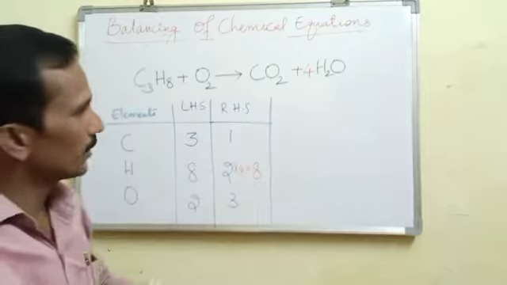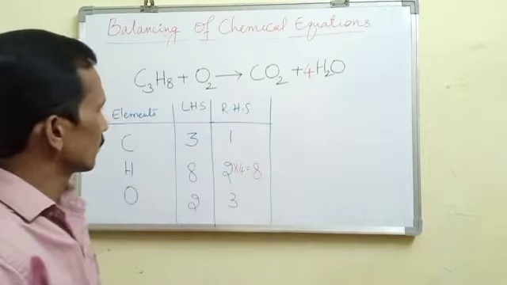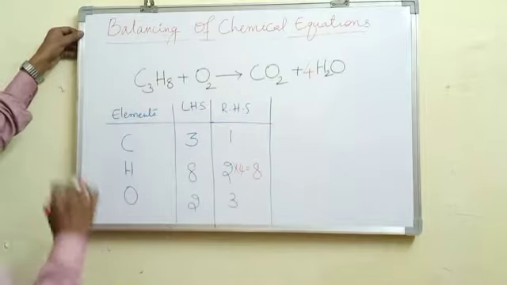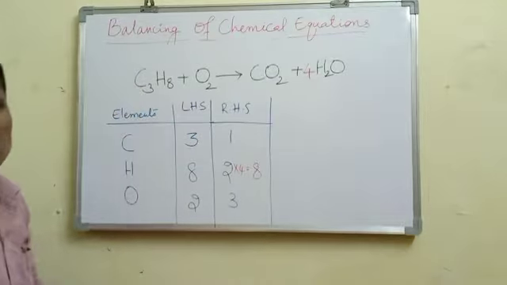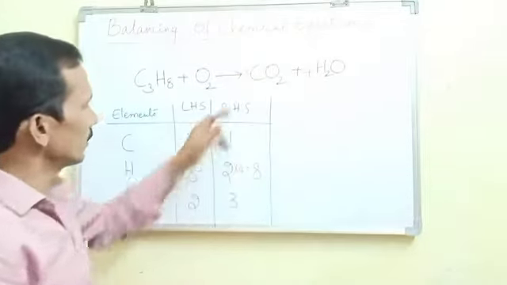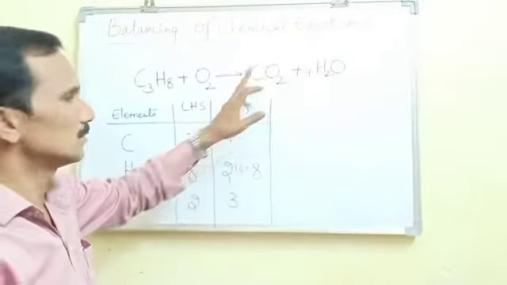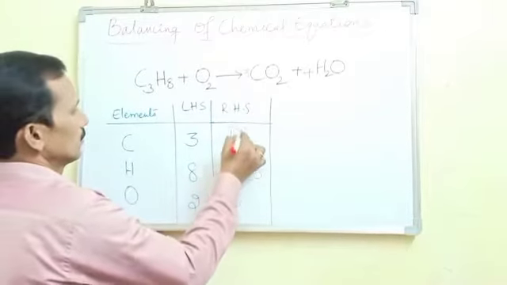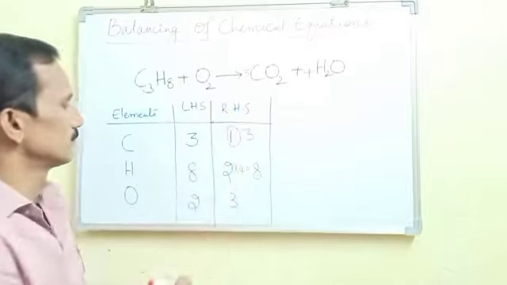So when we multiplied it with 4, what next? Carbons are there. How many carbons here? 3 carbons. So here we multiply with 3. How many carbons are there? 3 into 1, 3. Now it became 3 carbons. So here also 3 carbons.